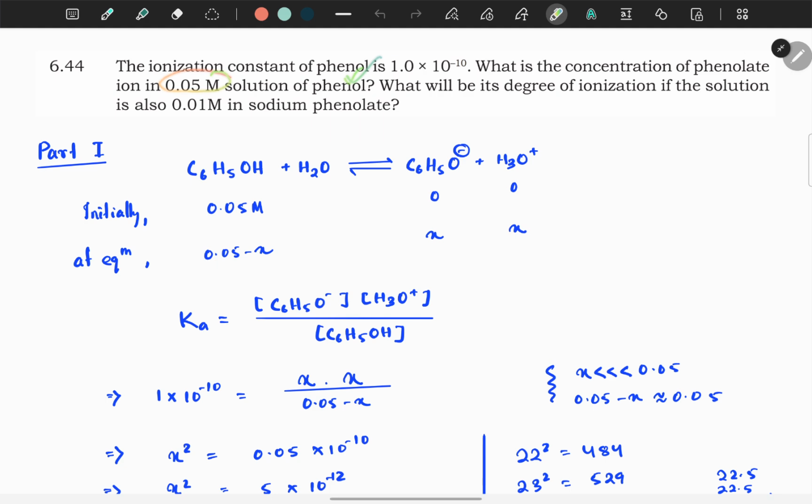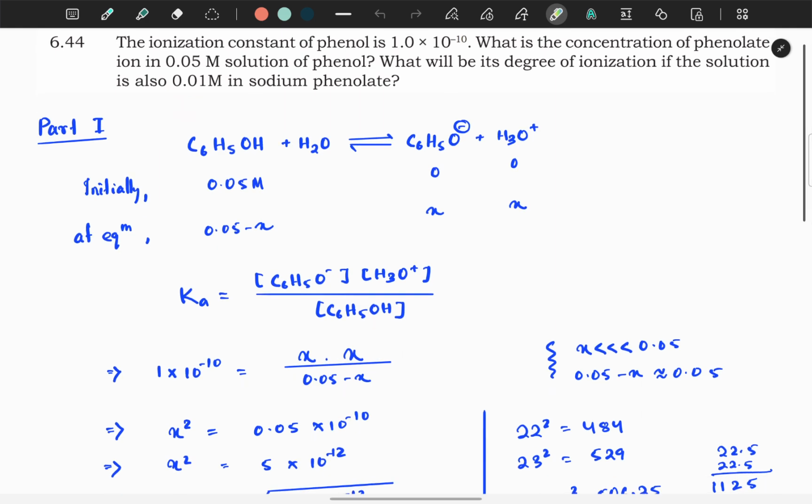It has been asked: what is the concentration of phenolate ion in a 0.05 M solution of phenol? This is part 1. And in part 2, it is asked what will be the degree of ionization if the solution is also 0.01 M in sodium phenolate. So two parts. Let's first calculate the concentration of phenolate ion.